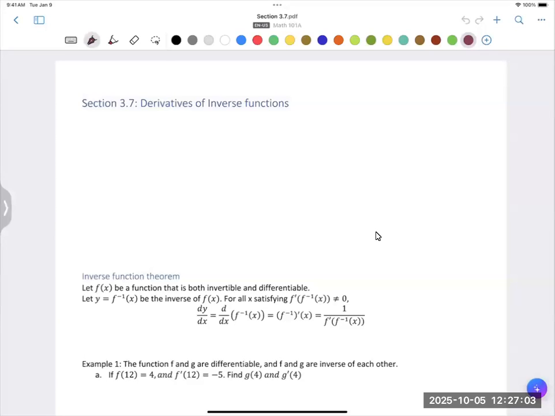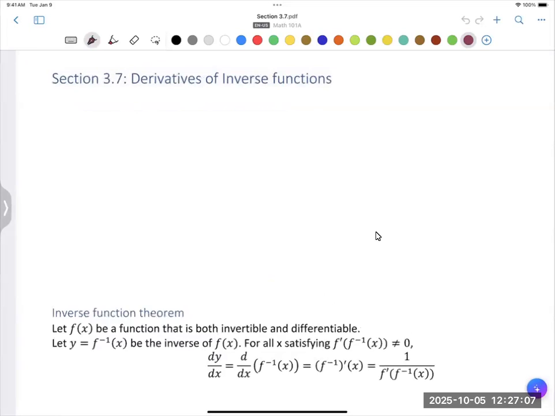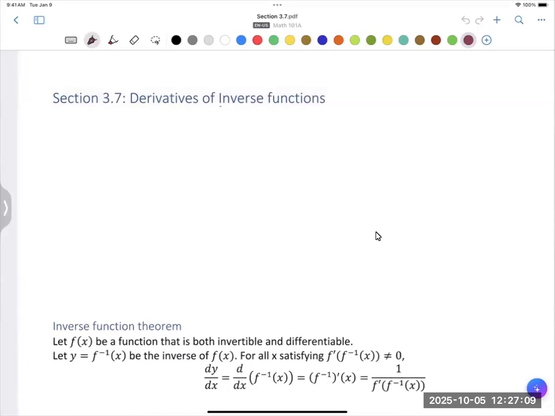All right, hi everyone. So in this video, I will talk about section 3.7, which is the derivative of inverse function. So let's talk about the inverse function first. If you still remember, how do we find the inverse function?